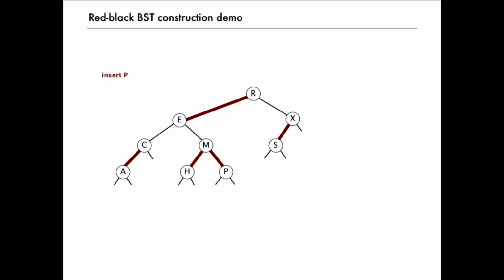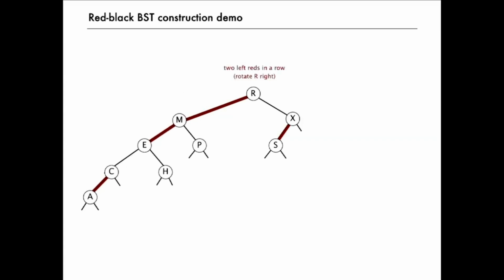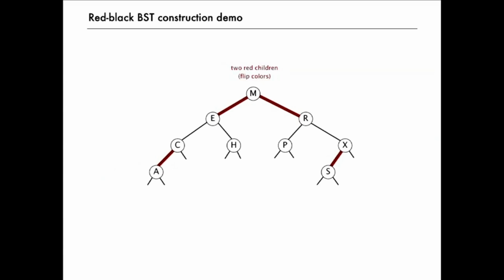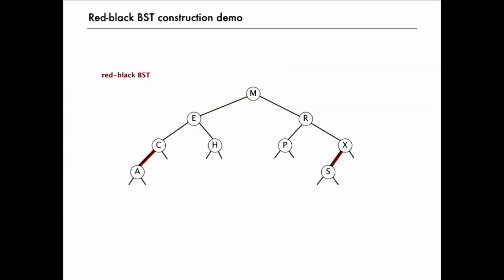That makes M a temporary 4 node that happens to be balanced, so flip the colors. Now we have a temporary 4 node that's out of balance, so we need a double rotation. First rotate E to make that link lean to the left, then rotate R to bring the temporary 4 node into balance, and then flip the colors. And that's a legal red-black BST. Insert L into that one, goes to the right of H, leaning the wrong way, rotate left. And that's an example of building a red-black BST from our standard set of keys.